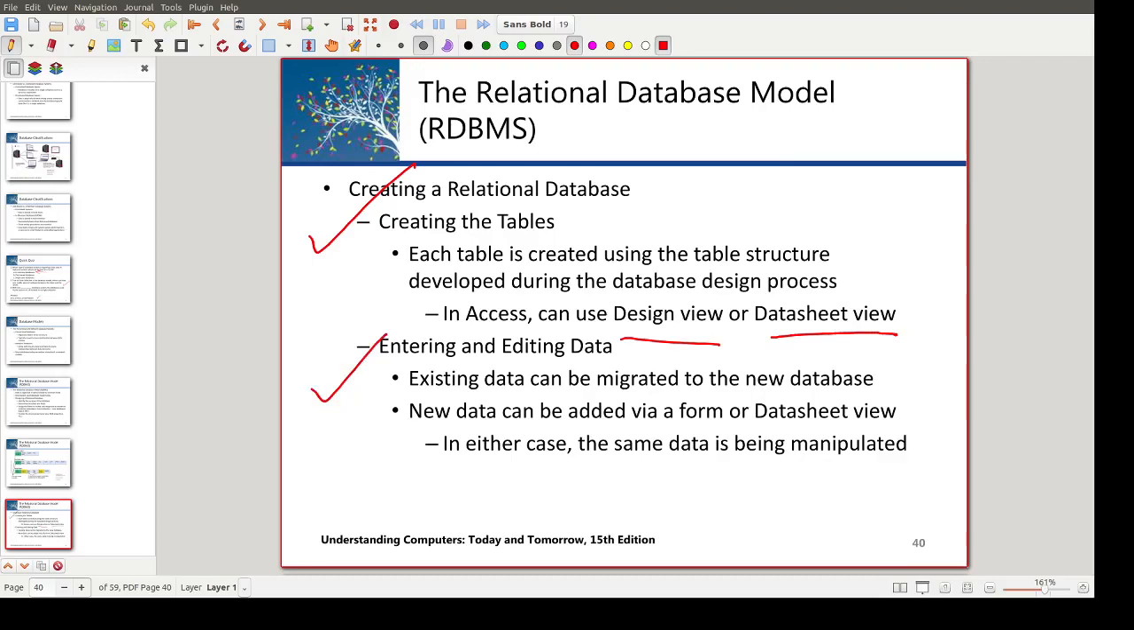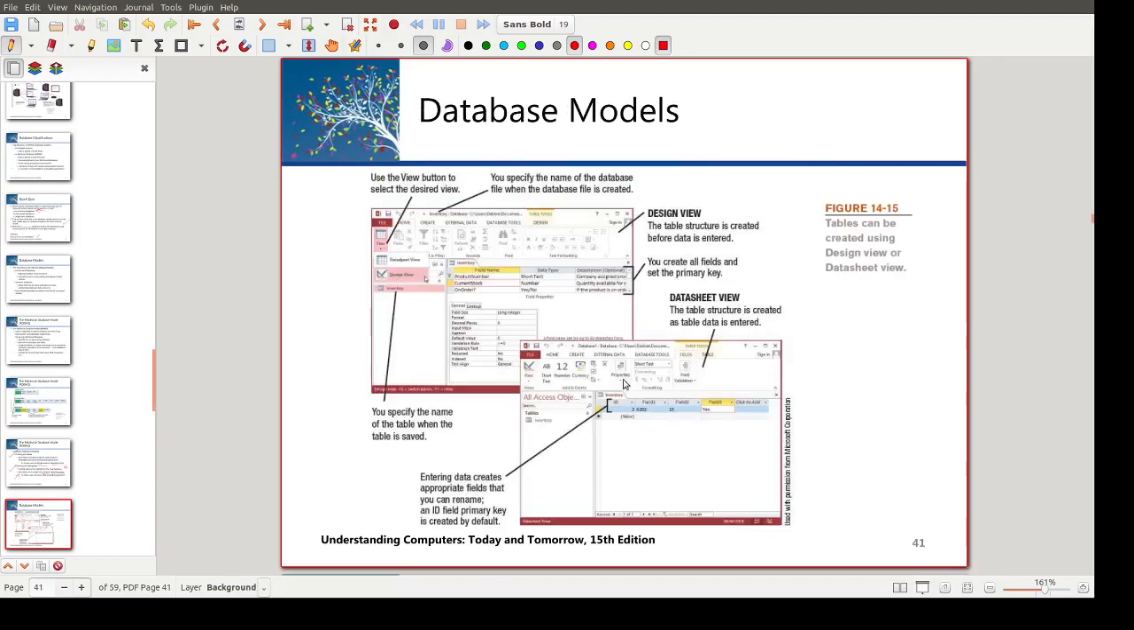Entering and editing data: existing data can be migrated. If you have an older database and you would like to move to a new database, you use this data migration process. And new data can be added from a form or a datasheet view. In either case, the same data is being manipulated. For example, tables can be created using design view or datasheet view in Microsoft Access.